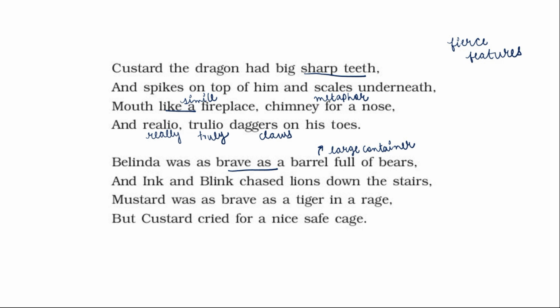Well, lions themselves are considered to be ferocious animals. Mustard was as brave as a tiger in a rage. Rage means anger. So the dog was so brave that it was like a tiger, which was angry. But Custard cried for a nice, safe cage. But Custard was afraid, or he was scared, or timid. So he cried for a safe space because he wasn't brave like the others. So here the characteristic trait of all the others is mentioned, where all the others are brave except for the dragon, Custard.